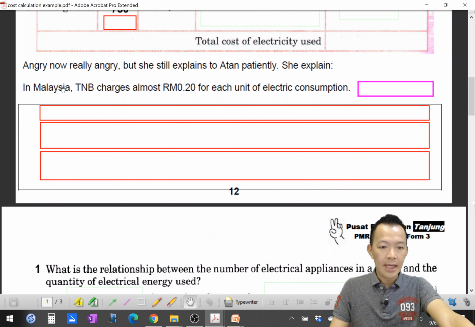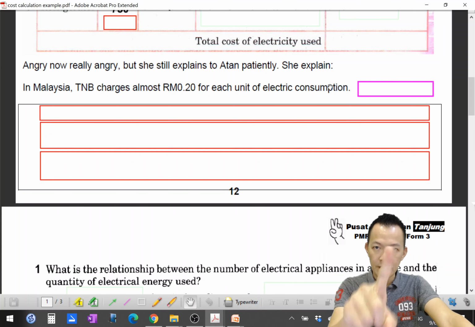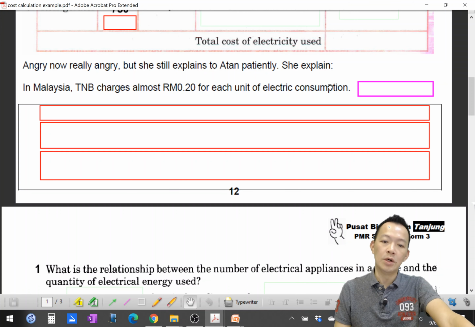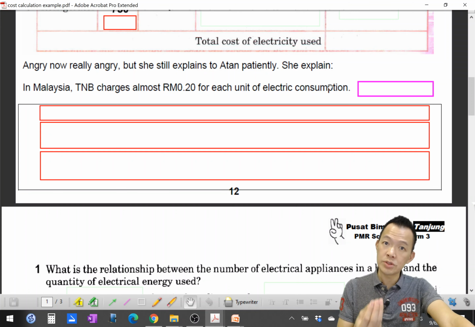So angry now, really angry, 真的很伤心，又生气。But she still explained to Adan patiently. She explained, in Malaysia, DMB charges almost 20 cents for each unit of electric consumption. For each unit, 每一个单位 DMB charges you almost 20 cents. But what does almost 20 cents mean? Don't worry, I'll show you the exact example.